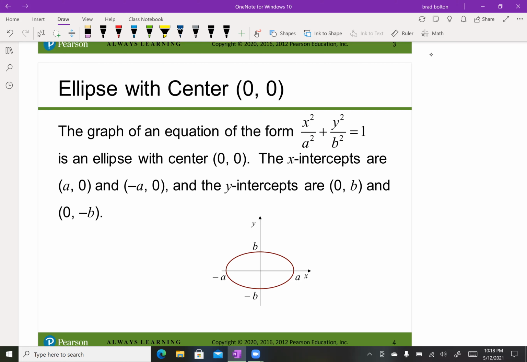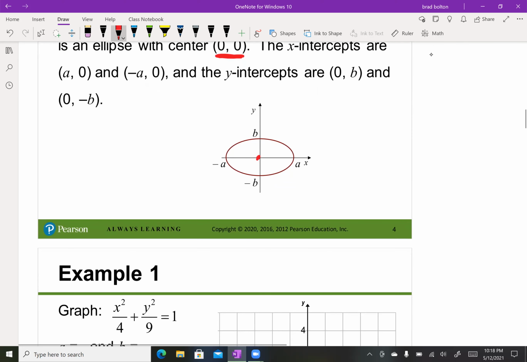So they say that the center would be 0, 0 because there's nothing up here with the x squared or the y squared in the numerator. The x-intercepts are a comma 0 and negative a comma 0. But again, you'll see that even if it's not centered at 0, 0, it's still usually pretty nice to find the x-intercepts. It's not super easy all the time, but it's not too bad. And the y-intercepts are 0 comma b and 0 comma negative b. And again, this is if it's centered at 0, 0, like right here.